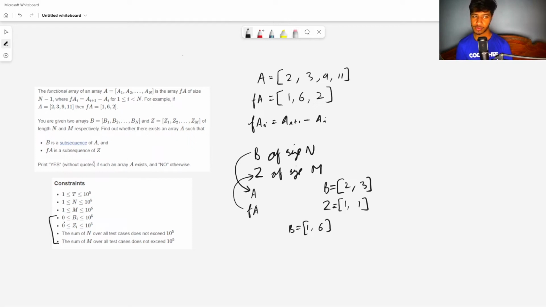And B is a subsequence of A. So if A is non-decreasing, then B must also be non-decreasing. So right off the bat, this is one case that we can handle. If B is not non-decreasing, like if B is 1, 2, 1, then the answer is no, right? 1, 2, 1 is not possible. It must be non-decreasing. Okay. So assume that B is non-decreasing, right? What after that?